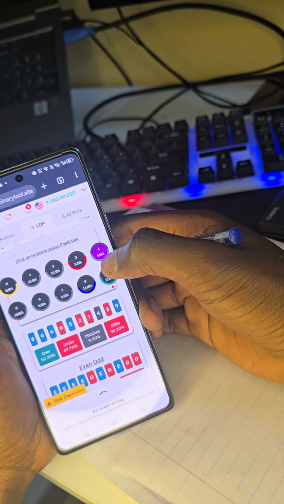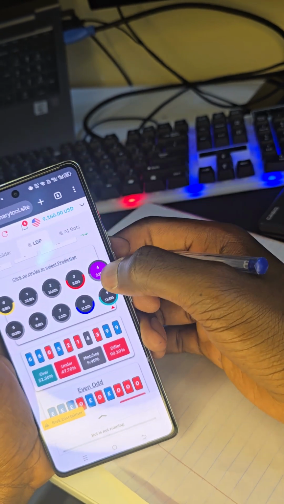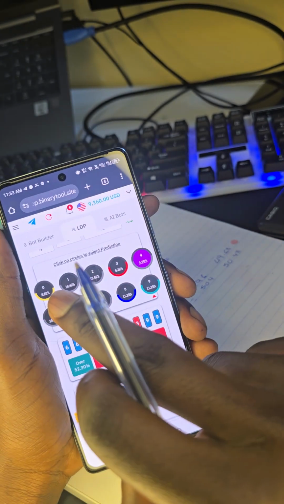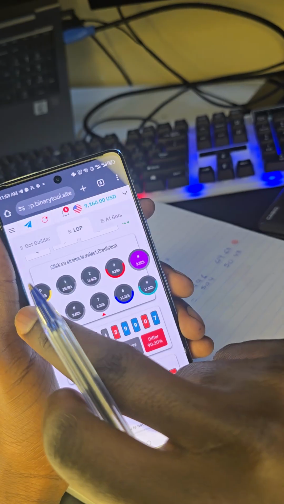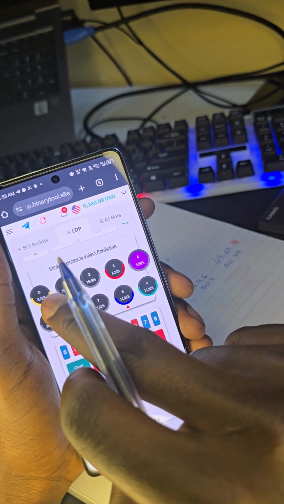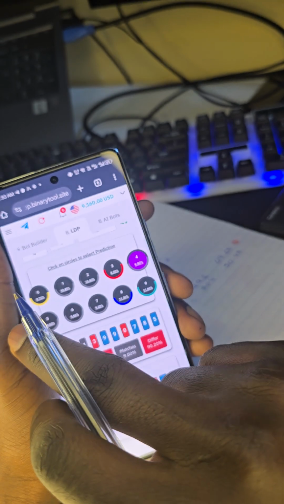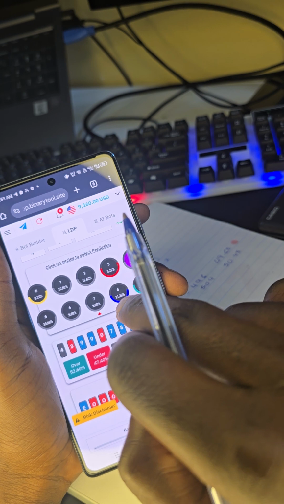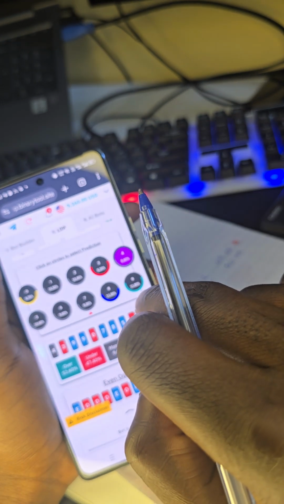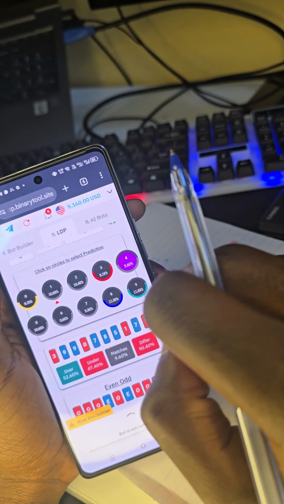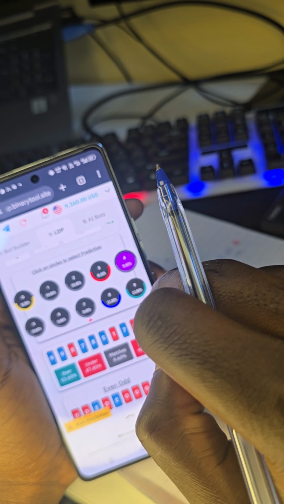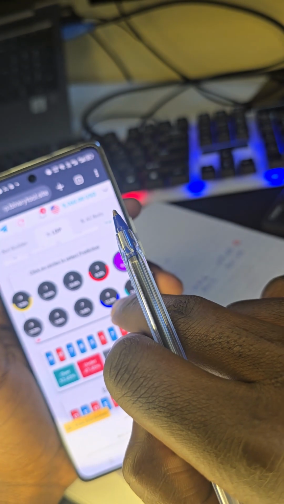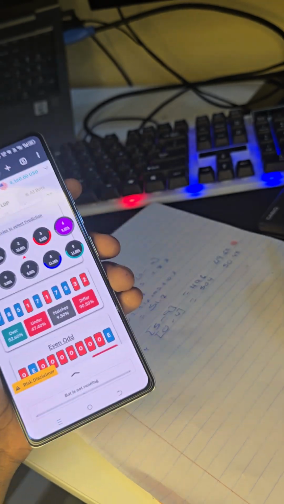So tunaona tukiclick digit 4, kitu ya kwanza hapa inatuonyesha the digits, the lowest digit ni digit 3, the second lowest digit ni digit 0. Just unaona hapa ni 8.2, alafu hapa ni 8.7, so meaning that the second lowest. The highest ni digit 9, the highest, then the second highest ni digit 8.